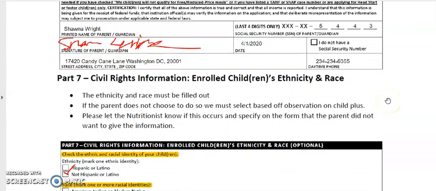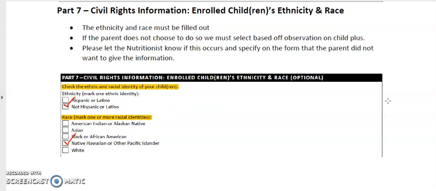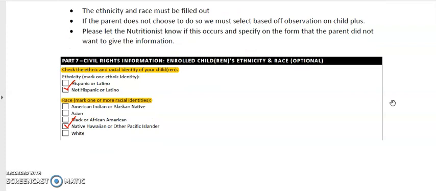Part 7, Civil Rights Information, Enrolled Children's Ethnicity and Race. The ethnicity and race must be filled out. If the parent does not choose to do so, we must select based off observation on Child Plus. Please let the nutritionist know if this occurs and specify on the form that the parent did not want to give the information. And again, we would still have to make the observation on Child Plus and select a race and ethnicity.